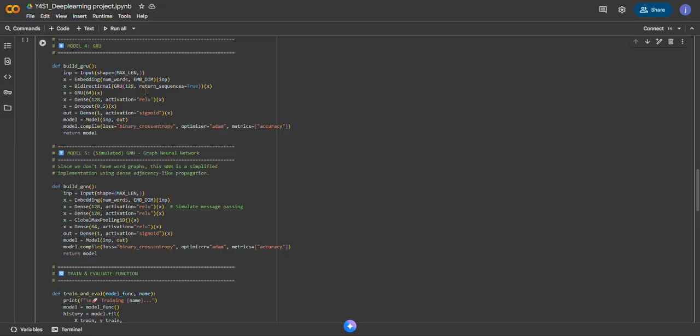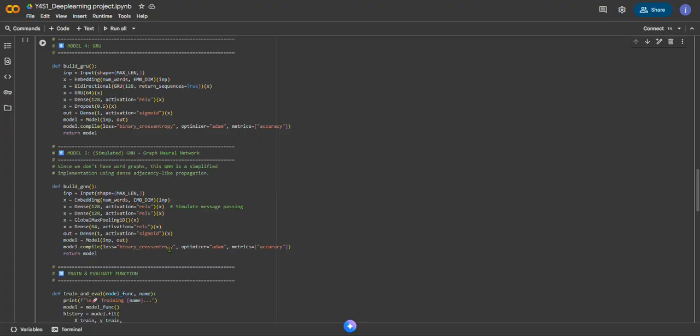To make sure the training didn't overfit, I used early stopping and reduced the learning rate when the validation loss stopped improving. Each model was trained for about 5 to 10 epochs with a batch size of 256. During training, I kept an eye on both the training and validation accuracy curves to ensure the models were learning steadily without memorizing the data.